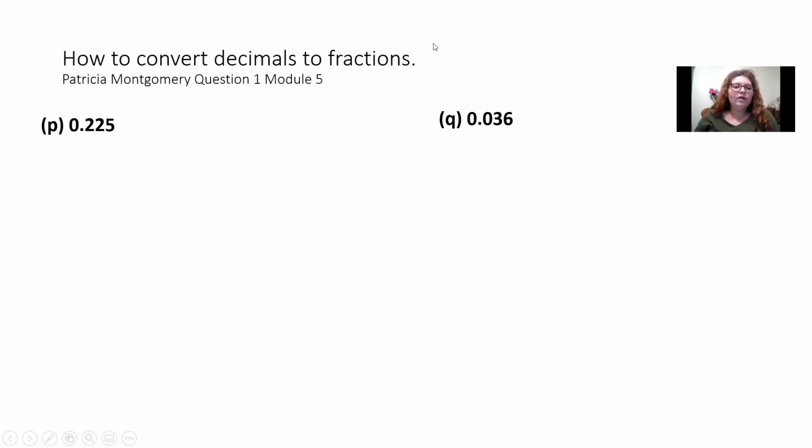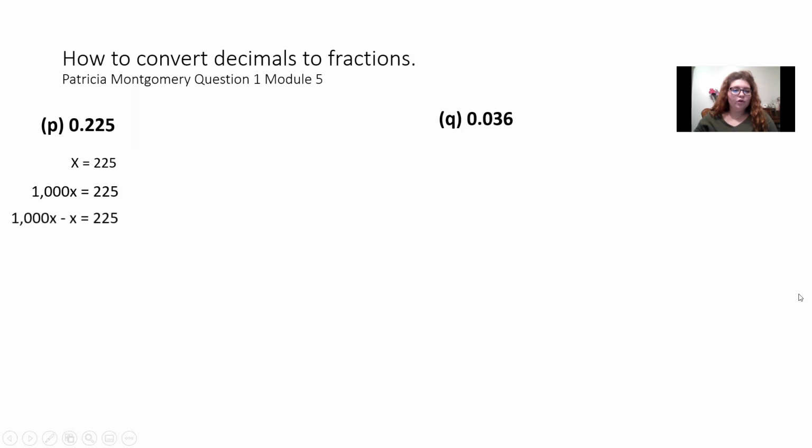So first things first, we are going to work on how to convert decimals to fractions. Our first one here is 0.225. In order to start converting that, we're going to let x equal 225, and then we are going to multiply by the power of 10 that we need in order to make all of those numbers on the right side of the decimal be on the left side. If you move that decimal over 1, 2, 3 places, then you know we need 3 zeros. So we're going to multiply x there by 1,000.